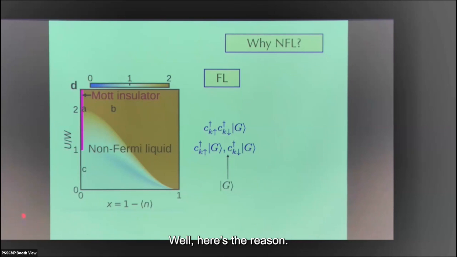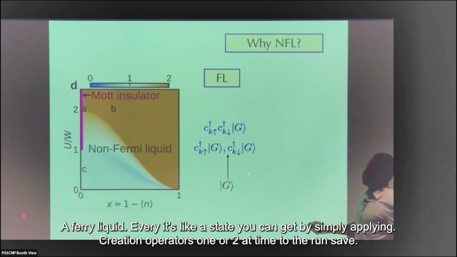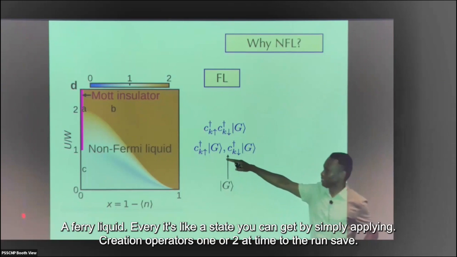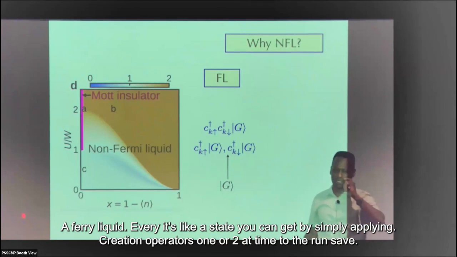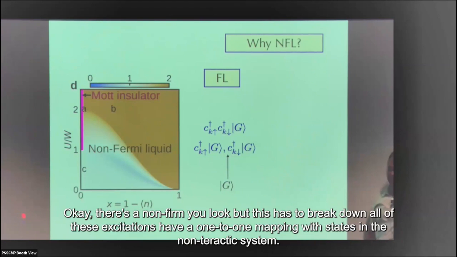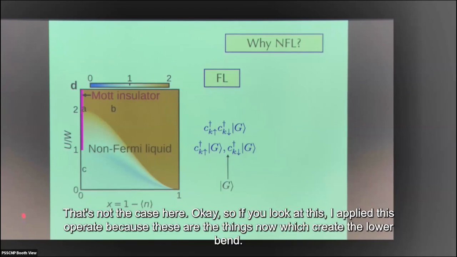Well, here's the reason. In a Fermi liquid, every excited state you can get by simply applying creation operators 1 or 2 at a time to the ground state. Okay? This is a non-Fermi liquid, this has to break down. All of these excitations have a one-to-one mapping with states in the non-interacting system. That's not the case here.